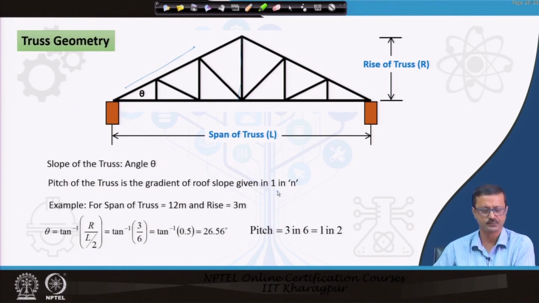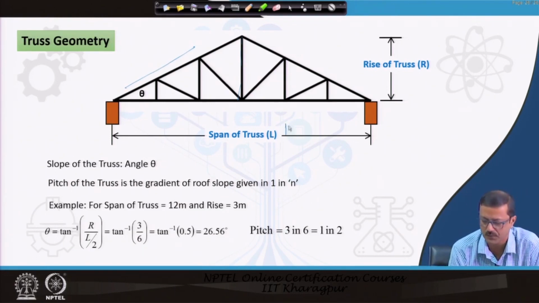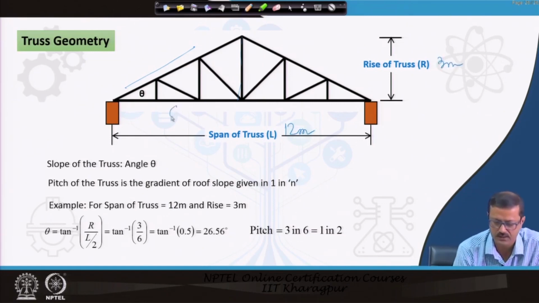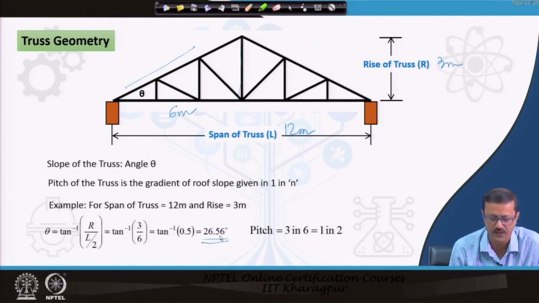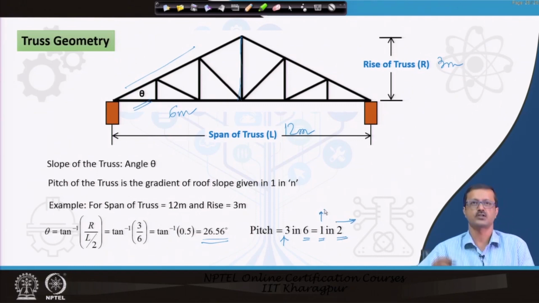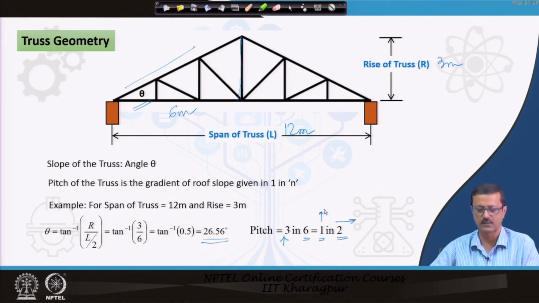Suppose the span of the truss is 12 meter, and this is 3 meter. So, this half length is 6 meter. You can easily find out 3 by 6. So, this is 26.56 degree is the slope, and also the pitch is 3 in 6. So, if you go 6, you will lift by 3. If you have to lift by 1, then you have to go horizontally by 2 and then go 1. So, that is the pitch, which is given in terms of 1 in some number.